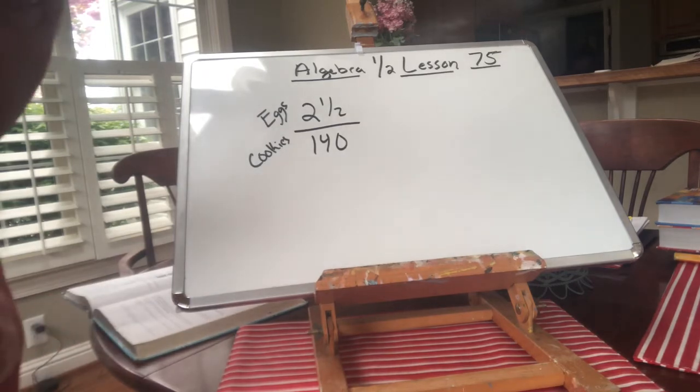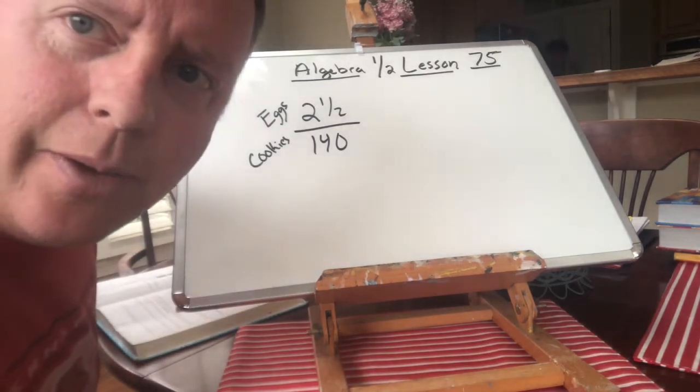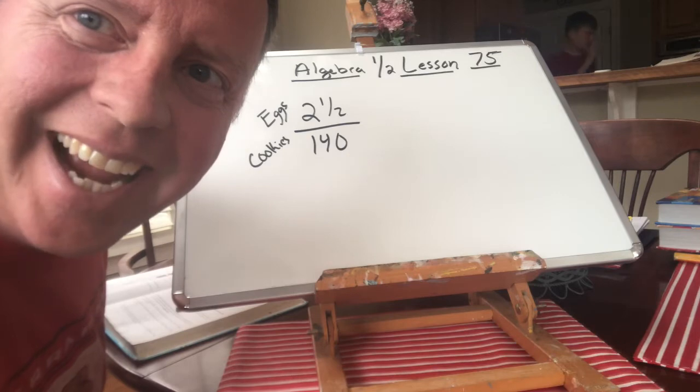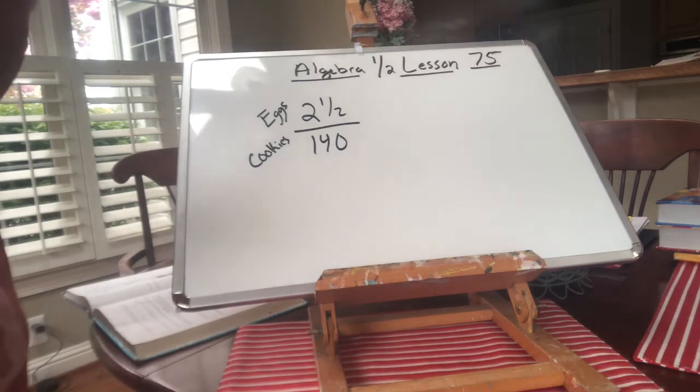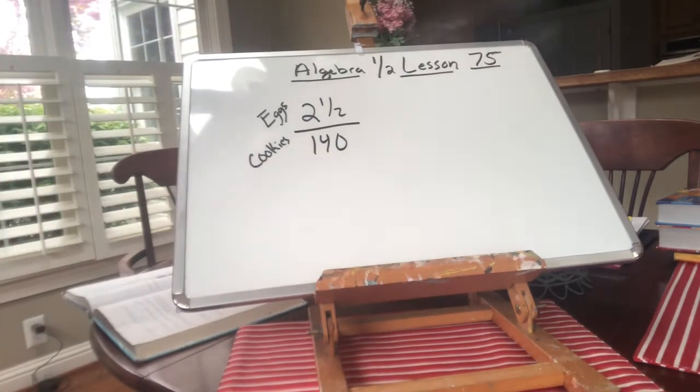This morning we're going to be doing lesson 75. It's called implied ratios. And it's easy, it's another cross multiply and divide lesson, which we've had a lot of.